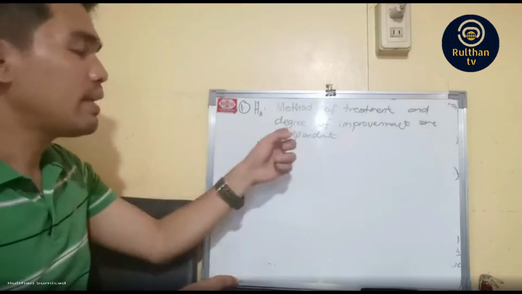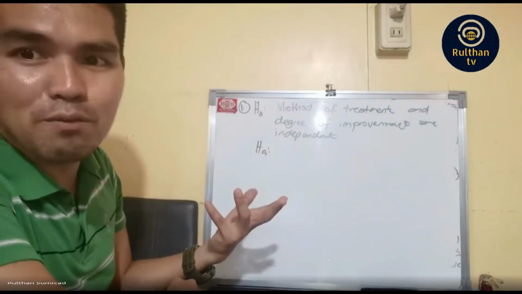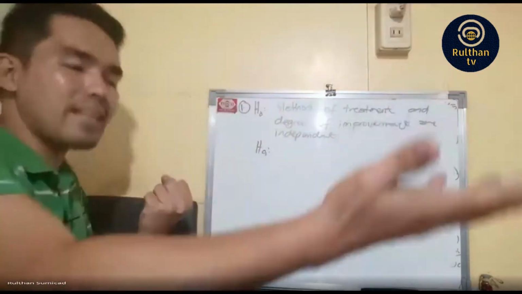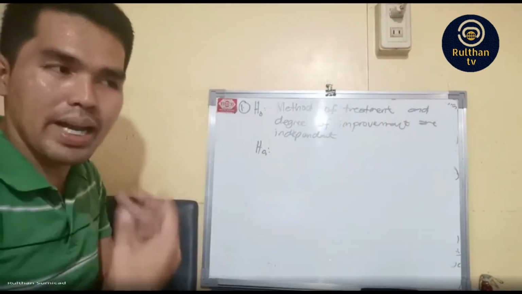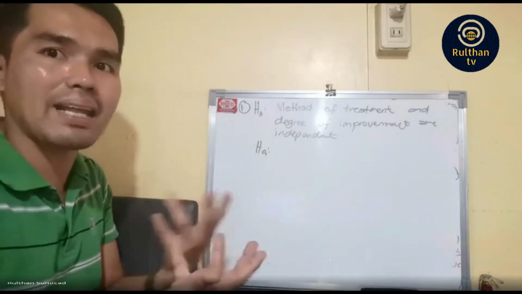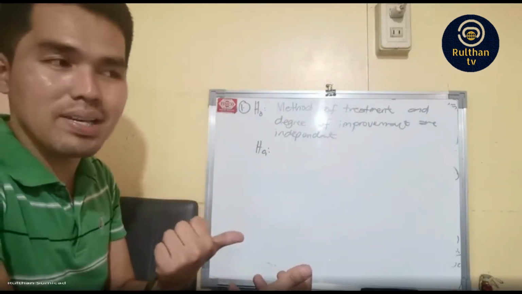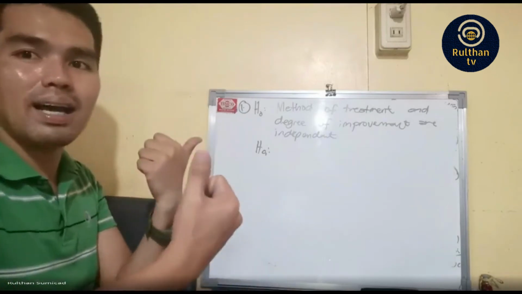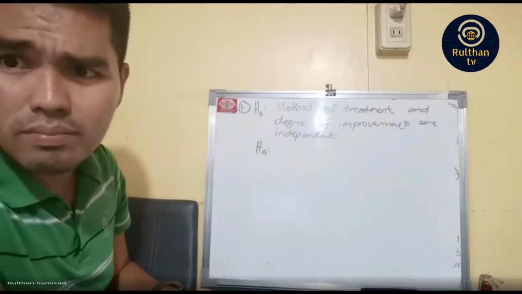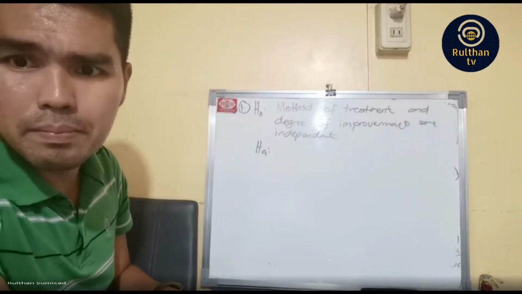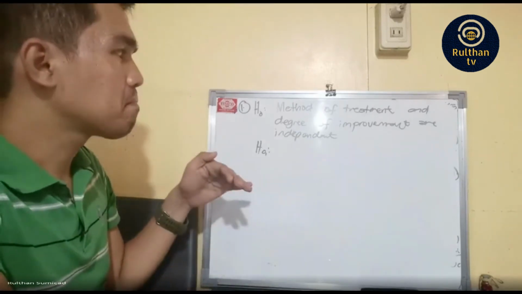In other words, the degree of schizophrenic condition is related or dependent to the type of therapy session received. In other words, they are intertwined, they are related. Okay? That's our null hypothesis. So opposite to that one, they are not related. Meaning to say, in this scenario, we're claiming that they are related.